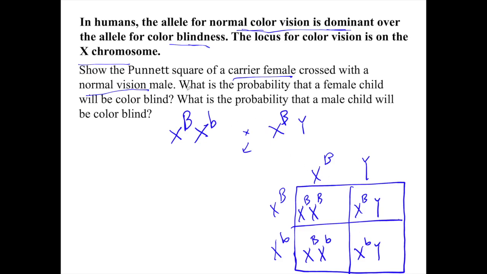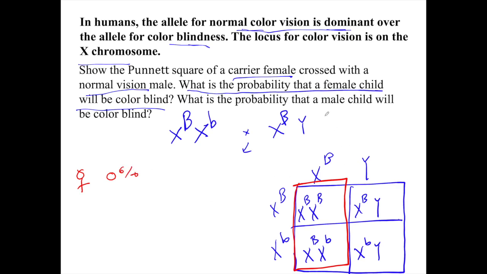And it asks, first, what is the probability that a female child will be colorblind? Okay, so if it's asking about the females, what that means is you should only look at the females. You should not be looking at the males. So the two X's are the females. Now, what's the chance that a female child is colorblind? Well, X big B, X big B, not colorblind. X big B, X little b, that's not colorblind. She's a carrier, but she's not colorblind. So the chance would be a 0% chance.